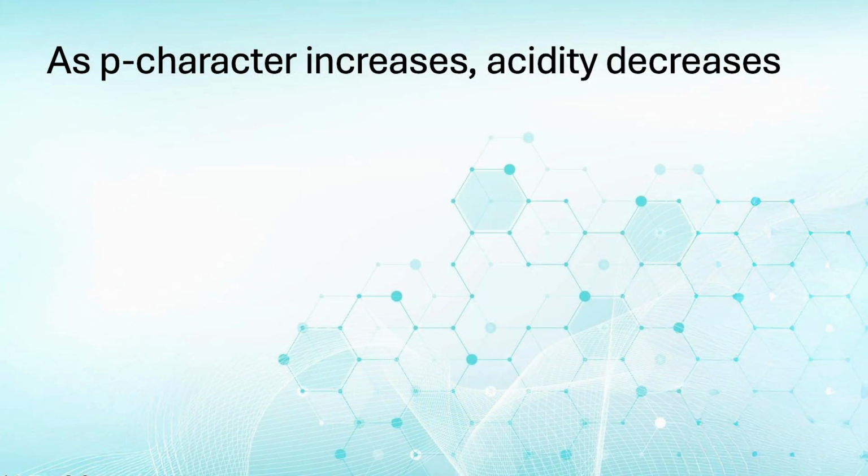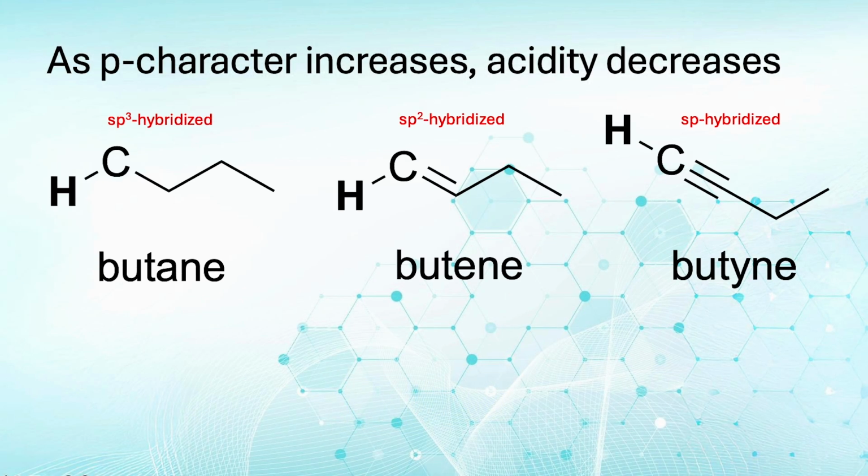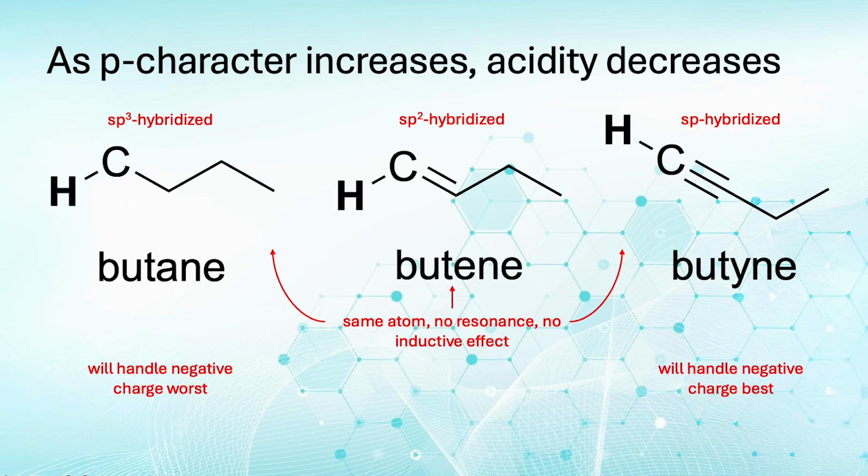As hybridization value increases, acidity decreases. For example, compare these three carbon species. All of them show a hydrogen attached to a carbon, show no resonance, and have no inductive effect. However, if a negative charge were to exist, the sp hybridized carbon would be able to handle it much better than the sp2 hybridized and sp3 hybridized carbon. The sp2 hybridized carbon would be able to handle the charge much better than the sp3 hybridized carbon. sp3 hybridized carbons are actually the least acidic species you can encounter.